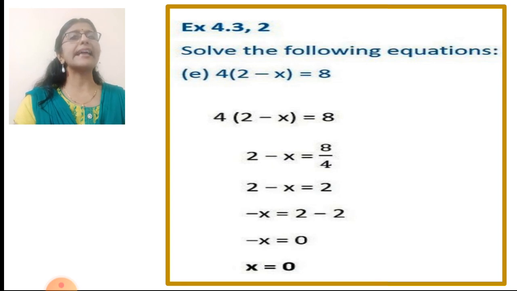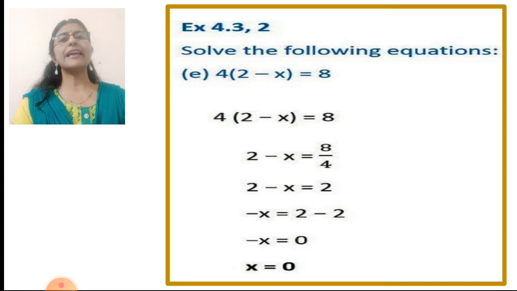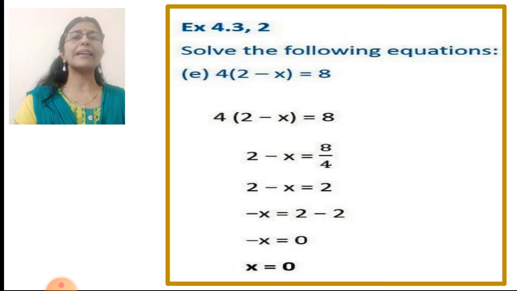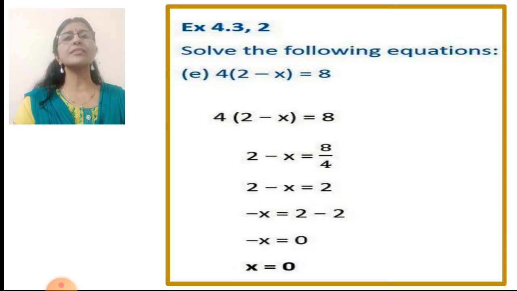And on the right hand side 8 is there. So 8 will be again divided by 4. As we have divided LHS by 4, RHS also will have to be divided by 4. So 8 divided by 4 is 2. So you will get the next step as 2 minus x, which doesn't have the bracket, 2 minus x is equal to 2.